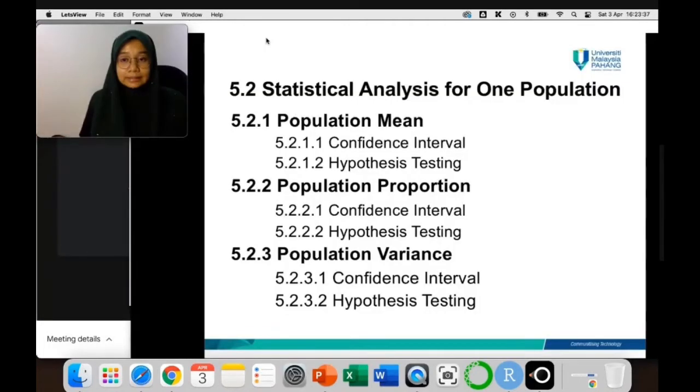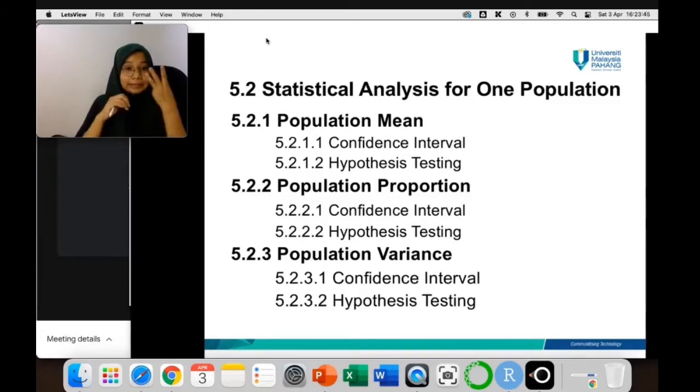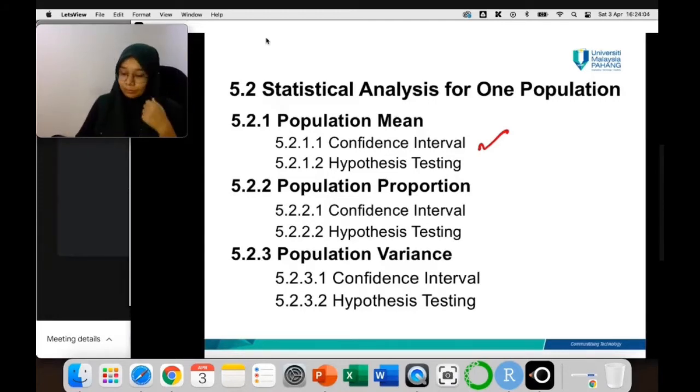Statistical analysis for one population. So sekarang kita nak buat analysis untuk satu population sahaja. Tetapi kita ada 3 parameter. Mean, proportion and variance. Okay, we'll cater one by one. How do you estimate the population mean using a sample? We will use the confidence interval. How do you conduct hypothesis testing for the population mean? We will have hypothesis testing for mu.